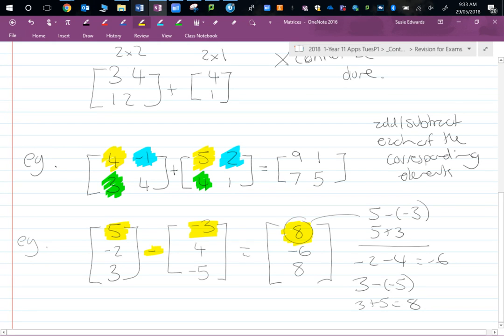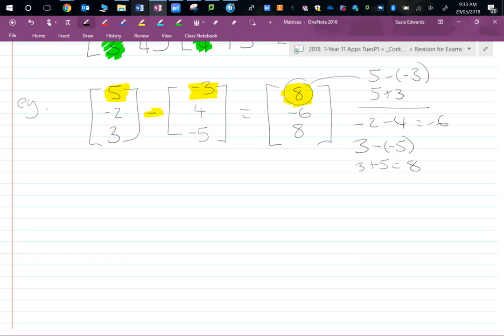All right, so that's for addition and subtraction. We then go to multiplying. Now we need to know the difference between multiplying by a number and multiplying by another matrix. Next lesson, I'll go through the multiplying by the matrix because it's a bit more confusing and I think we won't have enough time today. Today, I'm just going to do the multiplying by a number, and sometimes that's called a scalar.